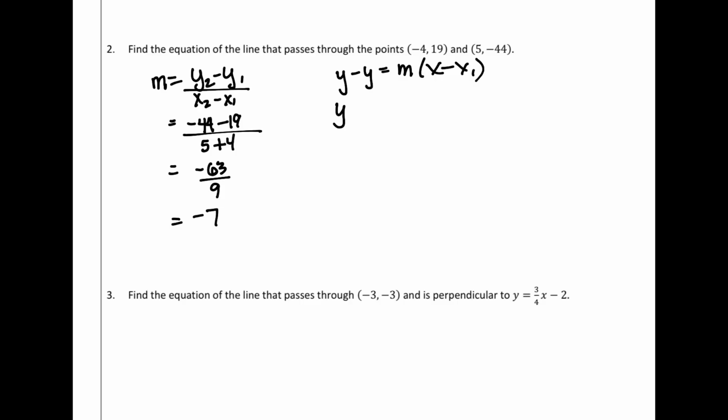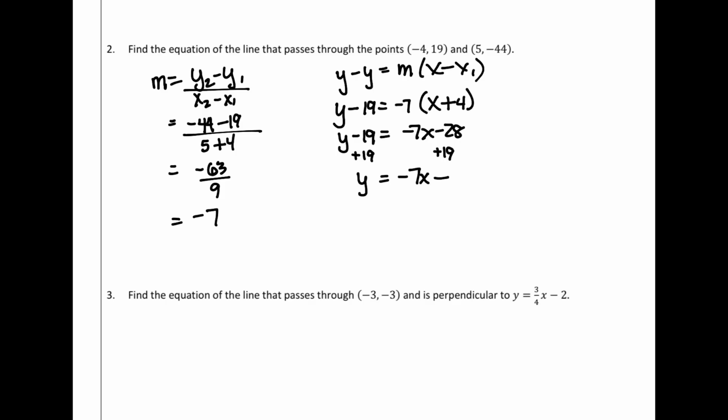So y minus 19 is equal to negative 7 times x minus negative 4. So y minus 19 equals negative 7x minus 28. And getting y by itself, adding 19 to both sides, I get negative 7x minus 9.